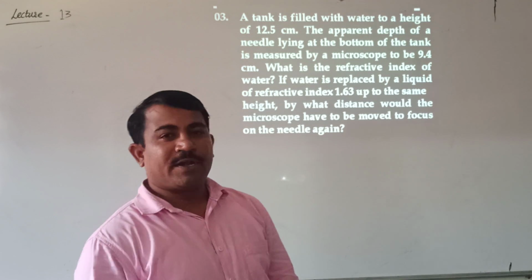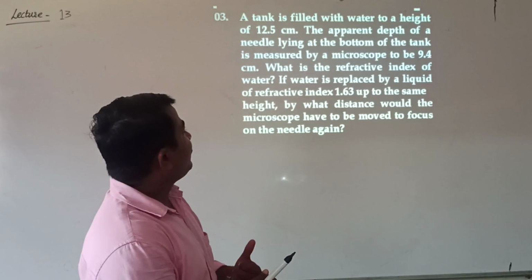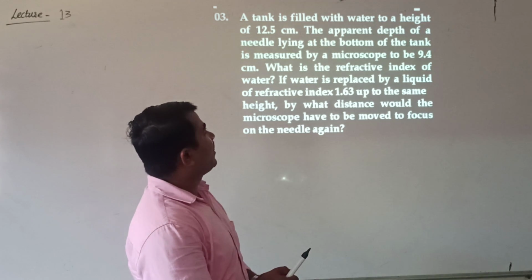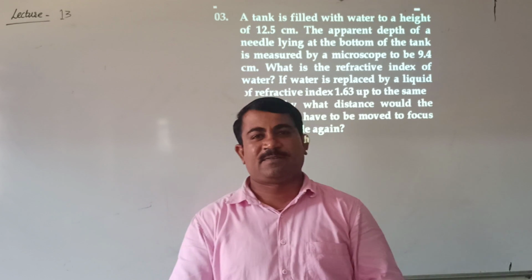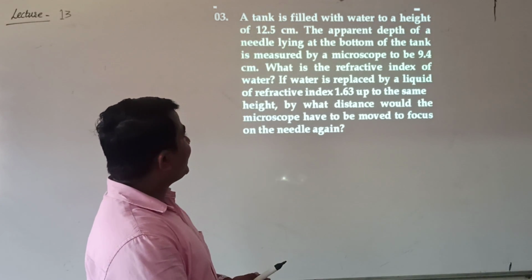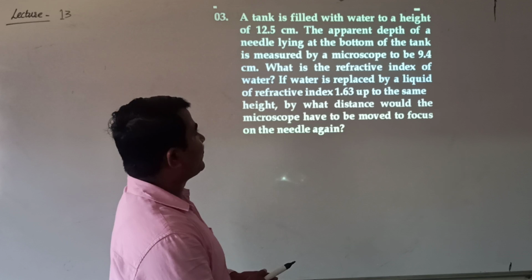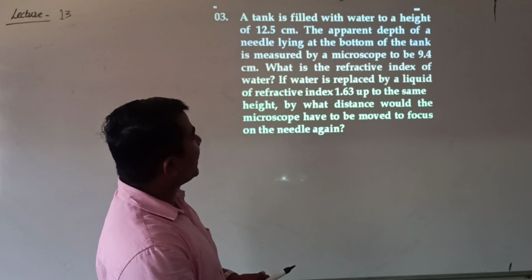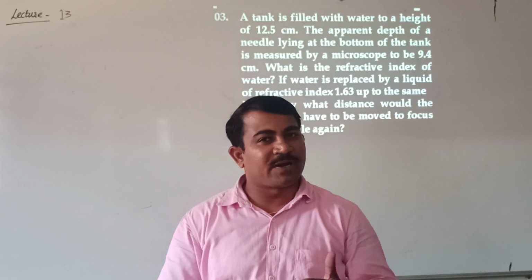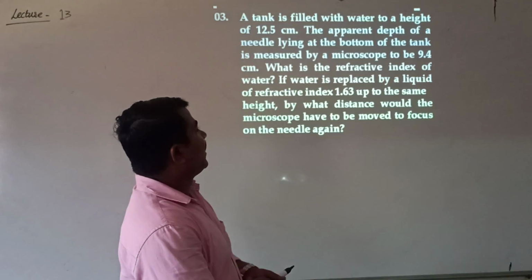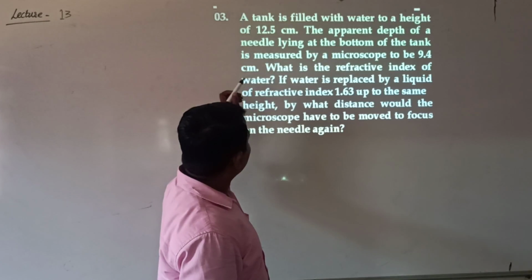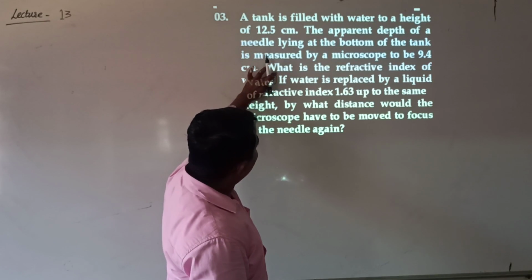See here, the numerical is: a tank is filled with water to a height of 12.5 centimeter. The apparent depth of a needle lying at the bottom of the tank, measured by a microscope, is found to be 9.4 centimeter. What is the refractive index of water? We will solve only up to this; later we will see the rest.